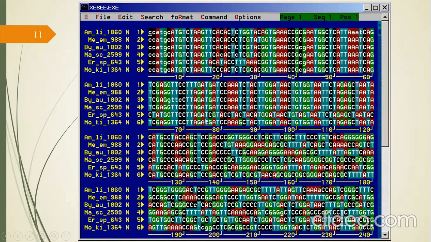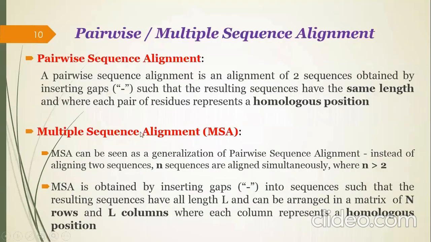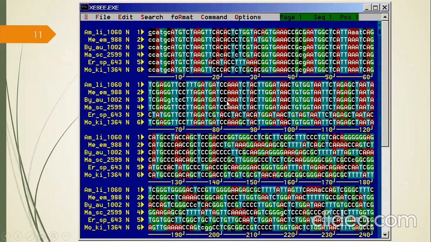And if you can see, there are no gaps being seen here. That will mean this is not aligned. These are just pasted here, not aligned. When there are gaps, you can see here, multiple sequence alignment and pairwise sequence alignment are obtained by inserting gaps in the sequences. So gaps are not there, so they are not aligned.